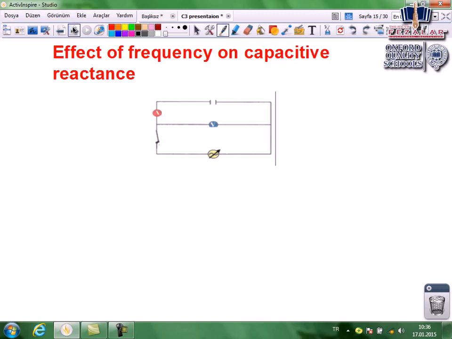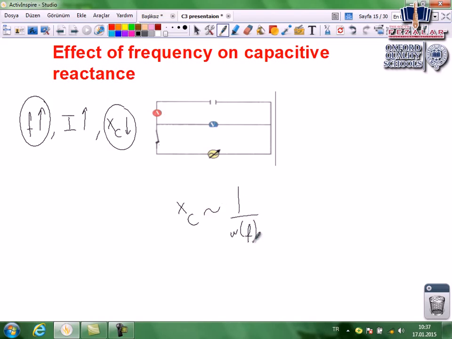There is a capacitor which is connected to an ammeter in series, a voltmeter in parallel, and to an oscillator. When the frequency of the oscillator is increased, we will see that the current read by the ammeter increases too. Increasing current refers to a decrease in resistance, reactance in this circuit. Frequency increases, capacitive reactance decreases. That means there is inverse proportionality between capacitive reactance and frequency.